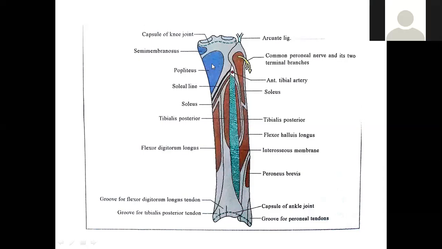Posterior, no, anterior surface of fibula. Femur. Which, to be more specific? Lateral condyle, ma'am. Lateral condyle. Very good. Is it intracapsular or extracapsular?